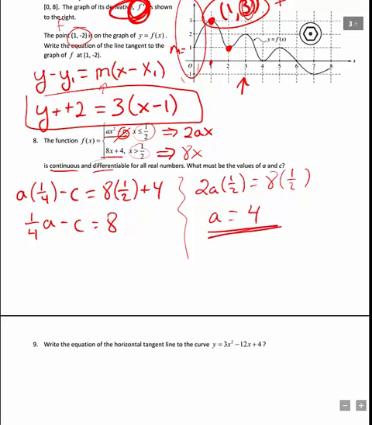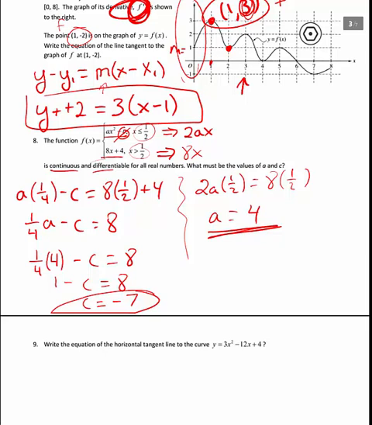So now we know a, and we can come over here, plug that in. 1/4 times 4 minus c equals 8. That's 1 minus c equals 8. And subtract 1, divide by negative, we get c equals negative 7. I do think I did grade this question incorrectly on the test. So if I graded yours incorrectly, just let me know.